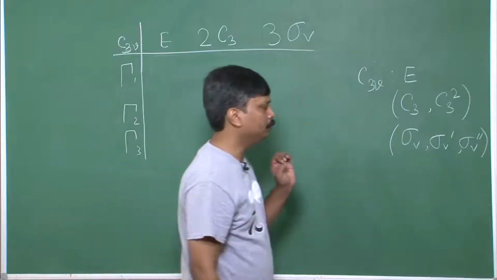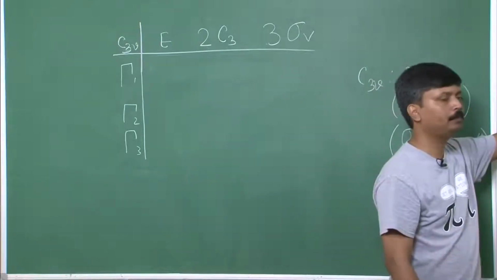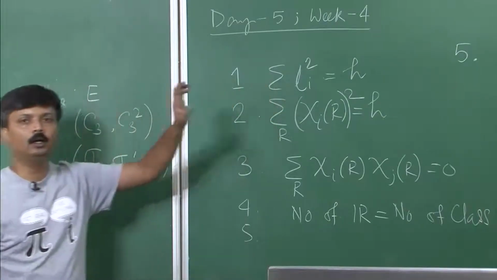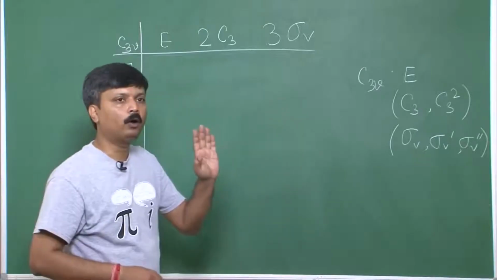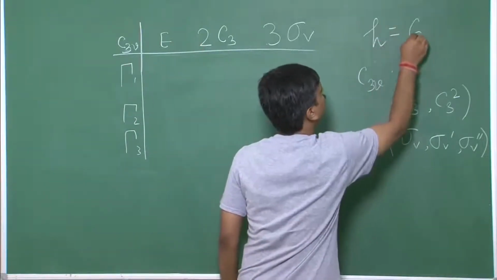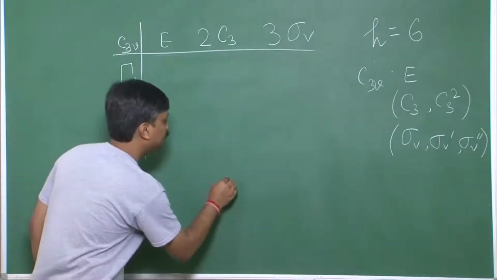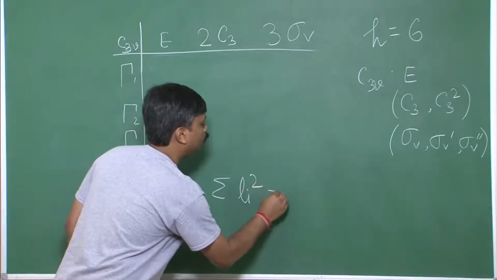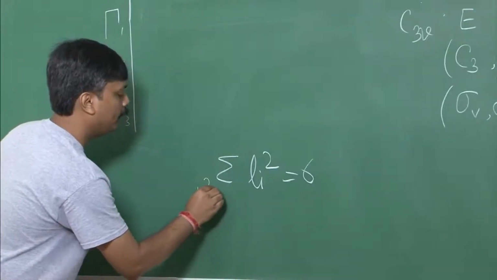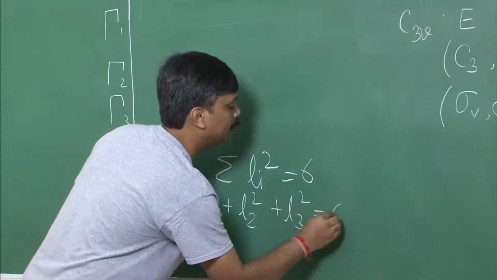So, we have to use in this case rule 1, correct. The square of the dimensions of the irreducible representations, if I sum them, I should get the order of the group. So, the order of the group here, h, is equal to 6, because I have 6 operations, fine. So this should be 6. Now, it means l1 square plus l2 square plus l3 square equals 6.